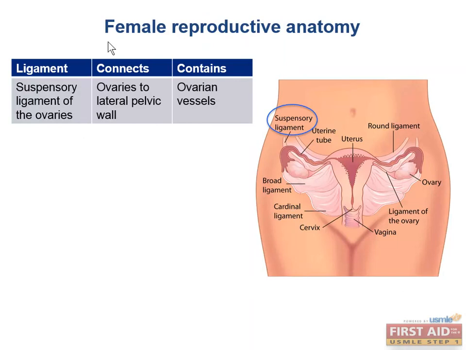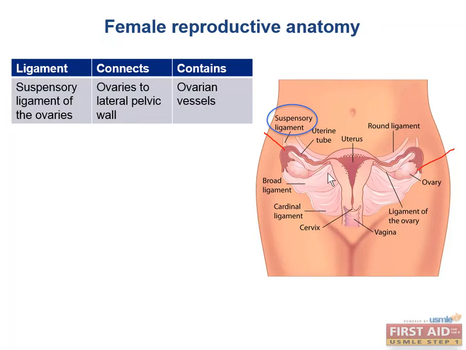So now we're going to talk about the high-yield gynecological ligaments. All right, so we've got the suspensory ligament of the ovary, which connects the ovary laterally to the pelvic side wall. Once again, the USMLE is not, or I should say rarely, going to ask you which of the following ligaments connects the ovary to the lateral pelvic wall.